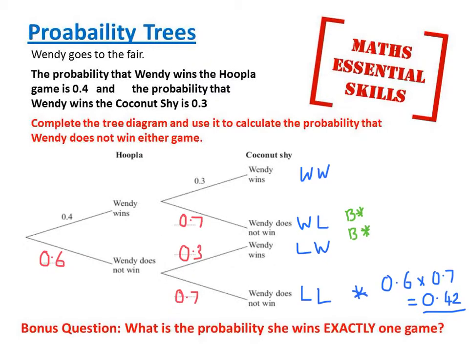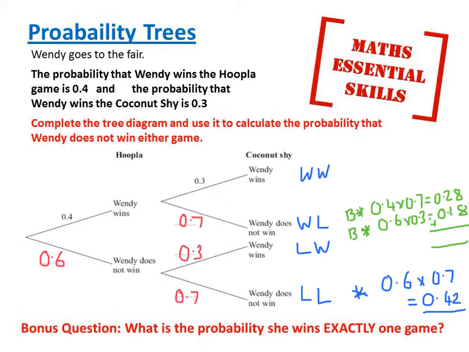So the probability she wins the first and then doesn't win, the top bonus star, would be 0.4 times 0.7, which is 0.28. The probability that she doesn't win then does win would be 0.6 times 0.3, which is 0.18. And obviously with those two numbers I will add them up because I've got the top one or the bottom one. I need to consider both of these.